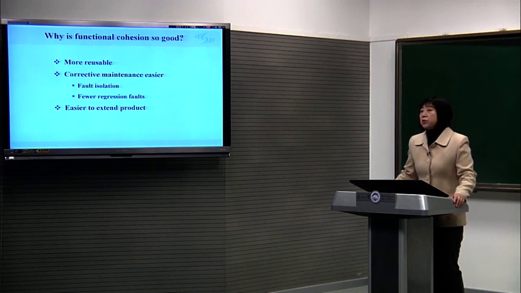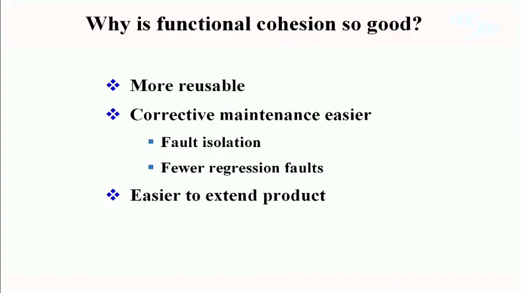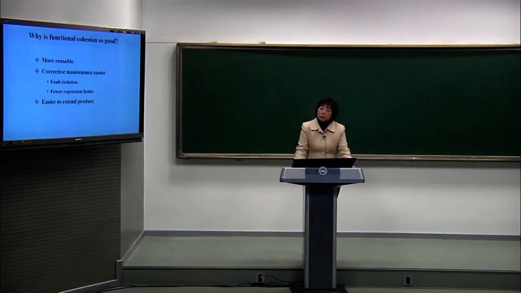So why is functional coherence good? Functional coherence will lead to more reusability and make corrective maintenance easier. Because the module executes only one function, it is much easier to do fault isolation, and it will cause fewer regression faults, and it is easier to extend the product. So that means for structured design and programming, functional coherence is the best that can be achieved.